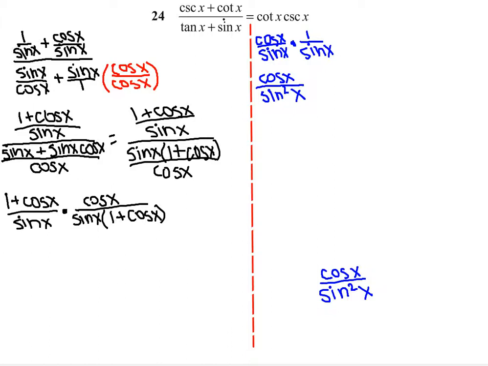So we can just cancel that out, cross it out, cross it out. So now we're multiplying, and we're left with cos x, because that's the only numerator, it's multiplying by 1. So cos x over sine x times sine x, which is equal to sine squared x.